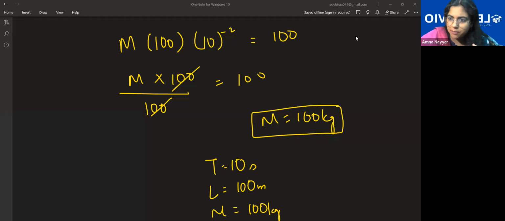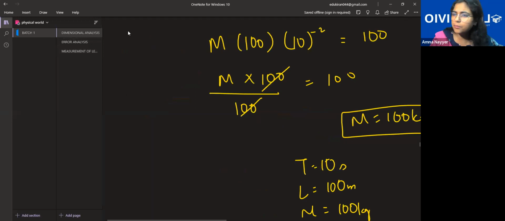Now see the first chapter, that is this physical world. This has one part, dimensional analysis. The second part is error analysis. Error analysis has been completely deleted from your syllabus, and it's a very lengthy topic. It's not a very short topic that I'll discuss in 5 minutes and brief you. So this is in detail. Students who will be preparing for their entrances after class 12th or during class 12th, that time we'll study error analysis. But right now, this is not a part of your syllabus, so we'll not be doing it.